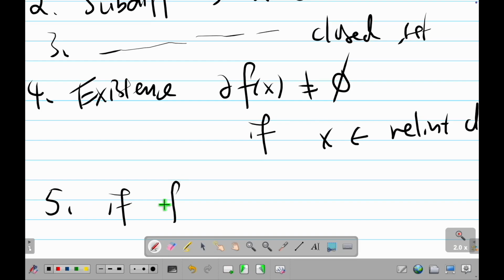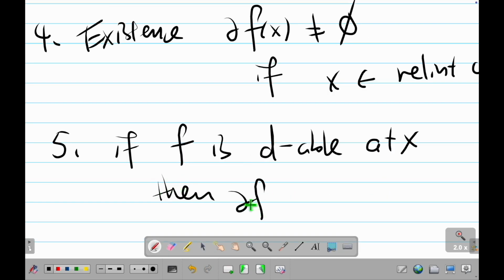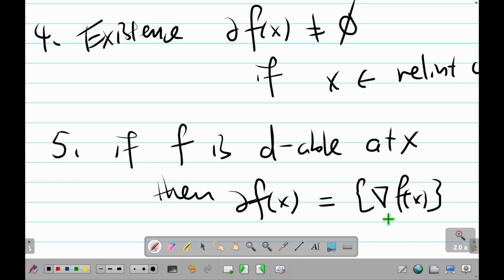5, if f is differentiable at x, then the subgradient or subdifferential of f at x reduces to the normal gradient. This is the most powerful thing. It says subgradient is more general than gradient, because when you have differentiability, you are a subset of me, something like that, okay? So how to prove it?